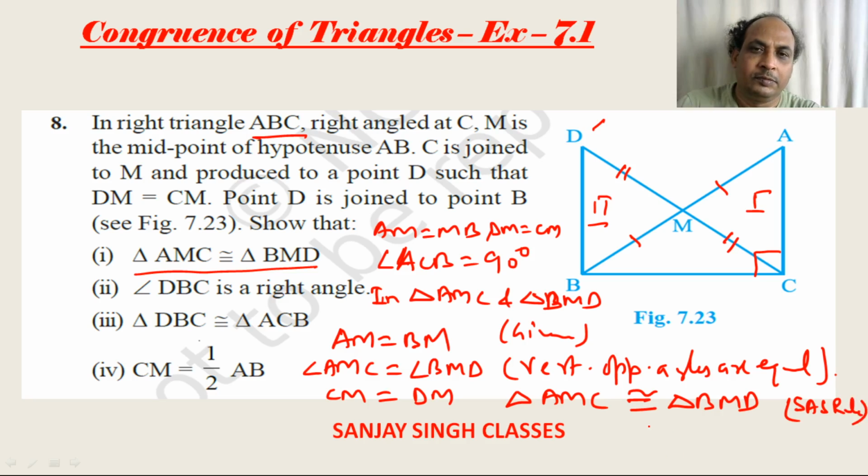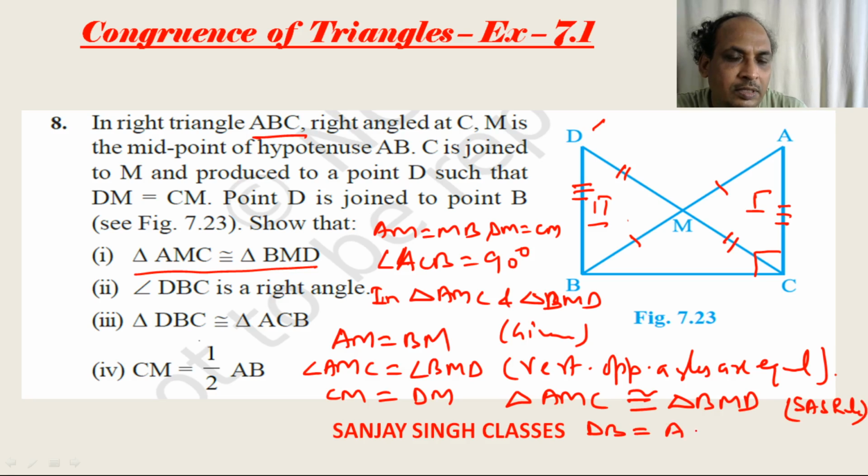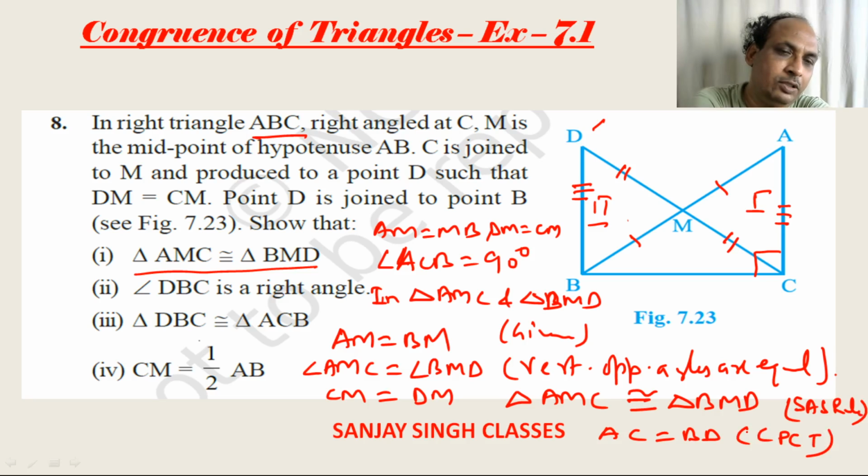Now we need to prove angle DBC is a right angle. So once these two triangles have become congruent, it means DB is equal to AC. So AC is equal to BD, by CPCT. So we have proved AC is equal to BD.